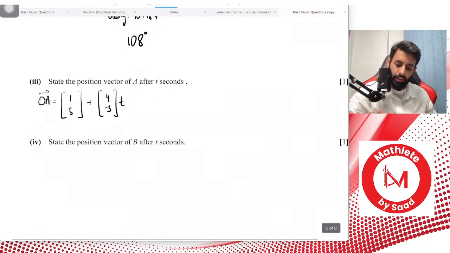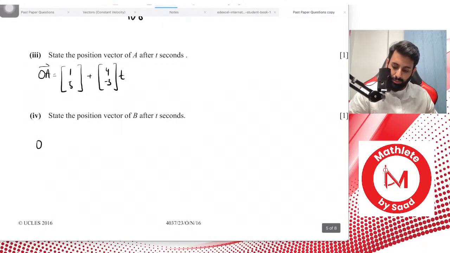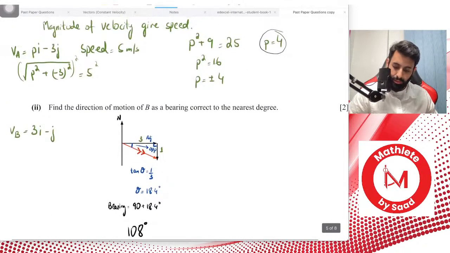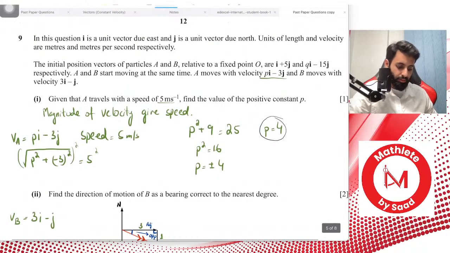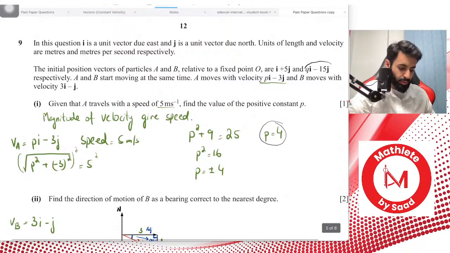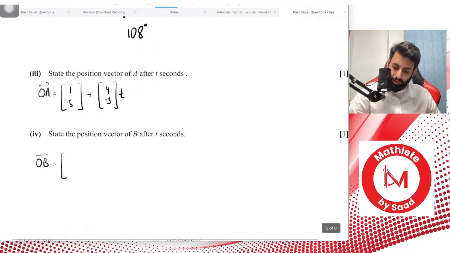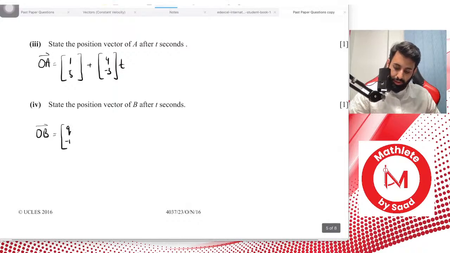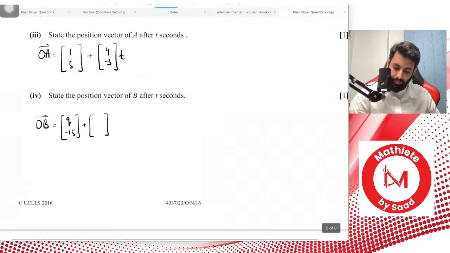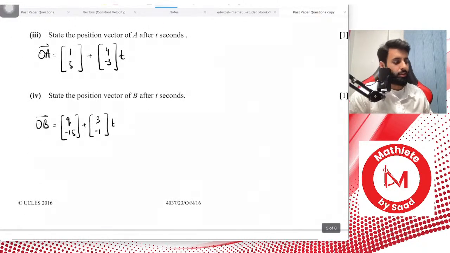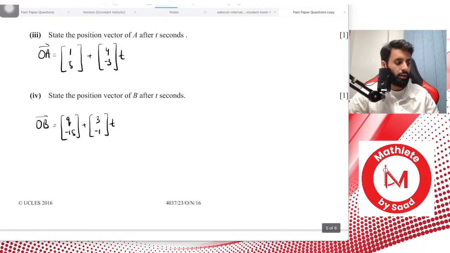Okay. Then we do part 4 where it says state the position vector of B after t seconds. And I think in the next part they're likely to collide. Anyway, we'll see when we get to that. So point B is starting from a point that is q and minus 15. So let's write that down, q and minus 15 plus the velocity of B. We already have that. That's 3 and minus 1 times t. There you go. That's it. And we are done with this part.